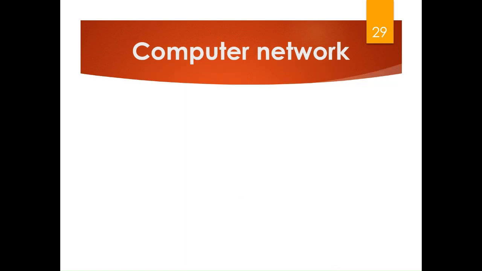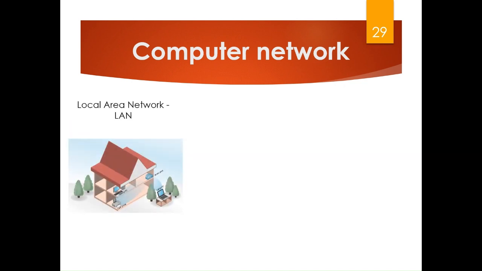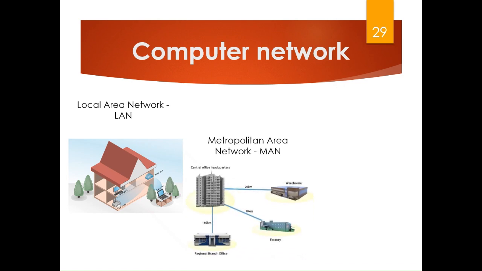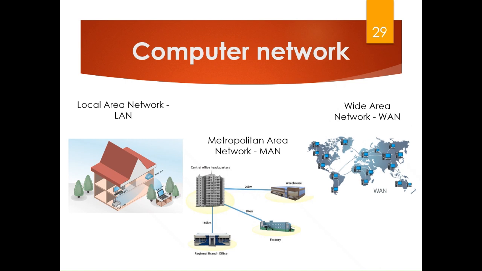There are three main types of computer networks, each serving a different purpose and covering a different geographical area. These are LAN, Local Area Network, MAN, Metropolitan Area Network, and WAN, Wide Area Network. Let's explore each of them with examples from real life.